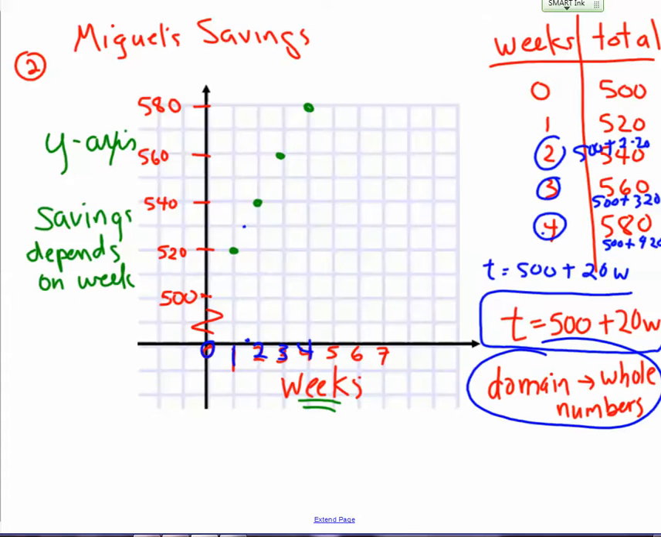All right, we checked your homework. This is what that number 2 should have been. Remember, this is a discrete graph. You don't connect these points because Miguel only put money in one time a week. So it doesn't make sense to go to 1.5 and see a number here. He did not put any money here. So you can't have anything between $520 in his savings and $540 in his savings.